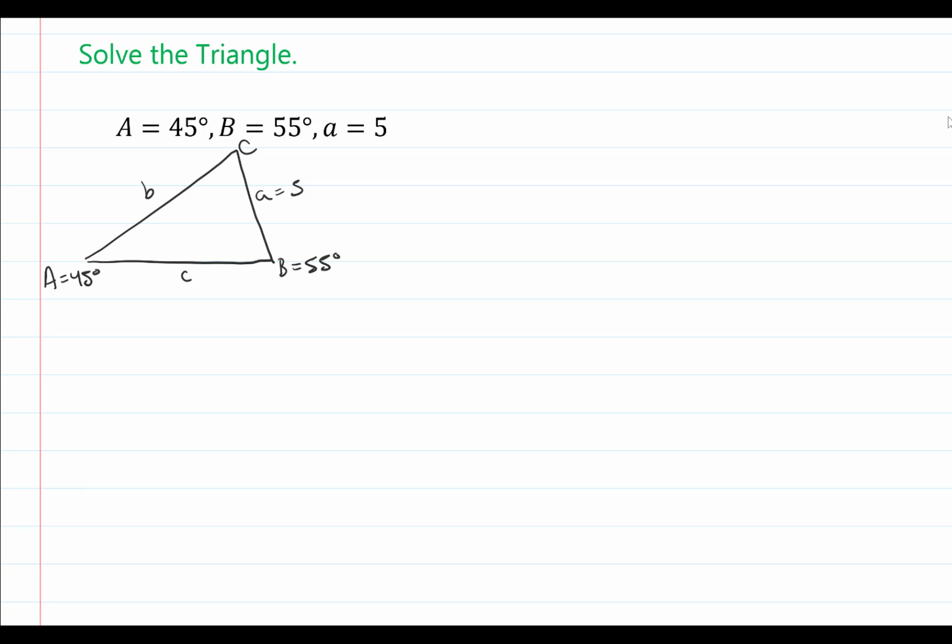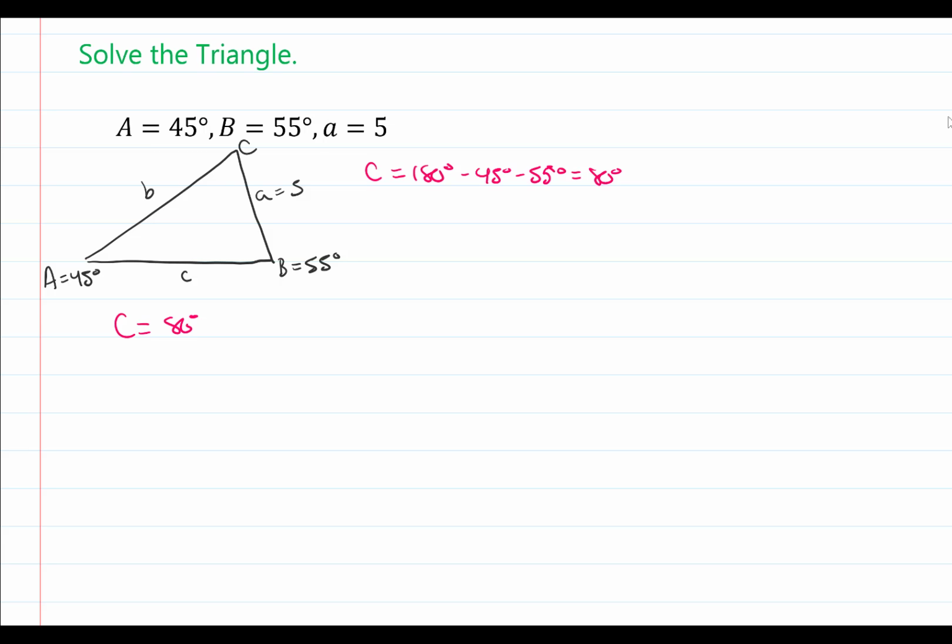Let's start by finding the unknown angle. We know the sum of the interior angles of a triangle is 180 degrees. So that means angle C is equal to 180 degrees minus 45 degrees minus 55 degrees, which means angle C is a value of 80 degrees. We can now find side B or side C, and it really doesn't matter which one we choose to find first. I'm going to go ahead and find side C.